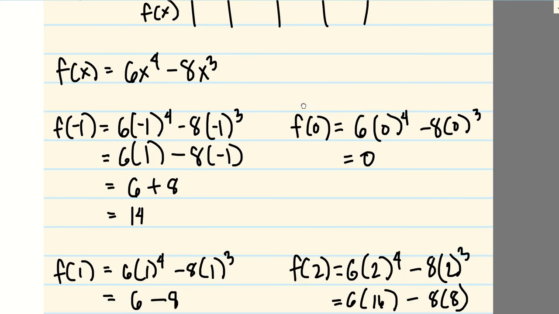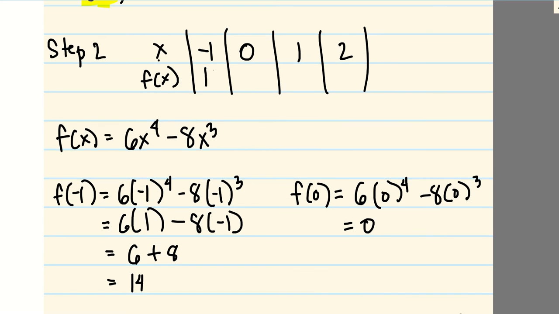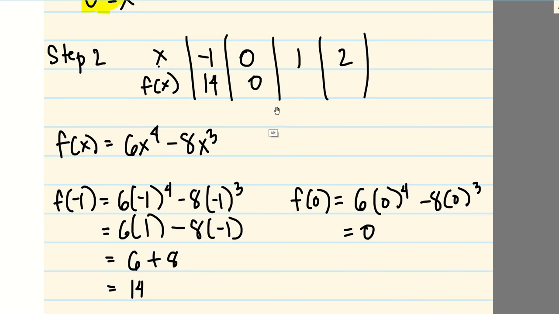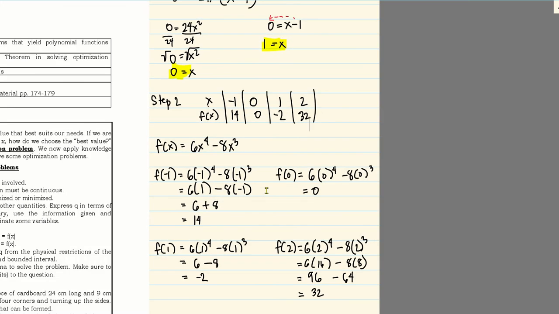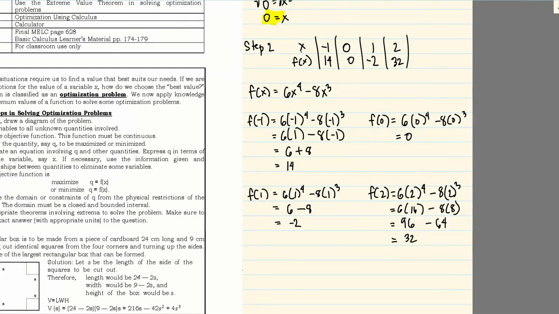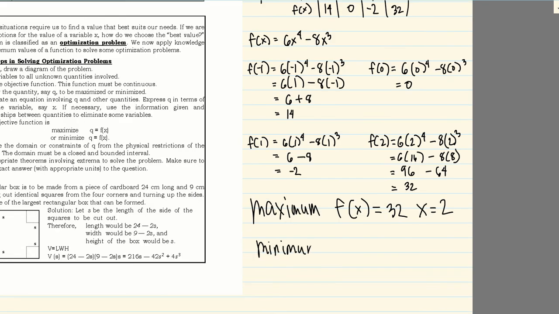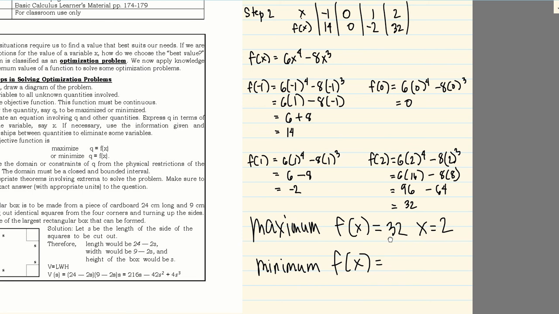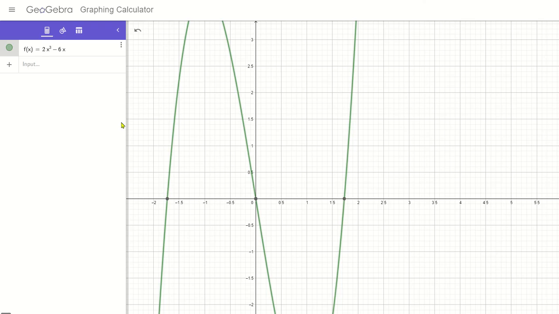Alright, so our values here, we put in the table: 14, 0, negative 2, and 32. If we need to get the extreme values in the set interval, our maximum value is f of x equals 32 when x equals 2. And our minimum value is negative 2, when x equals 1. Okay, so let's try to graph that.